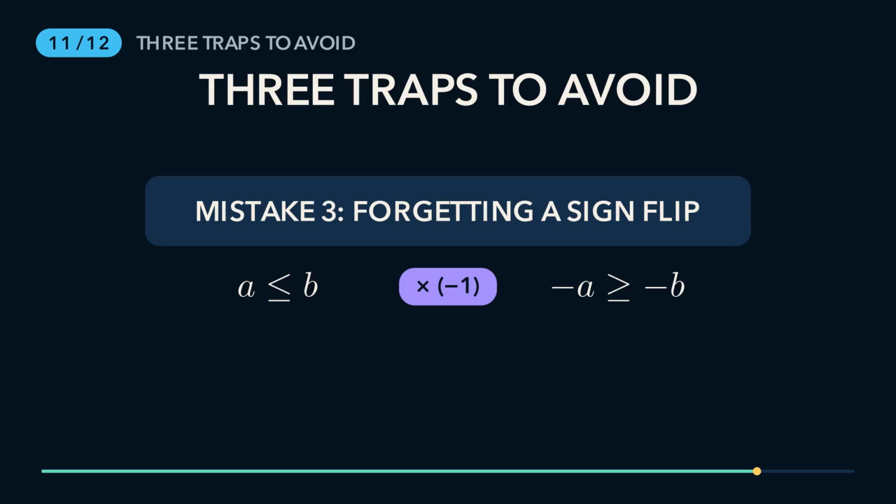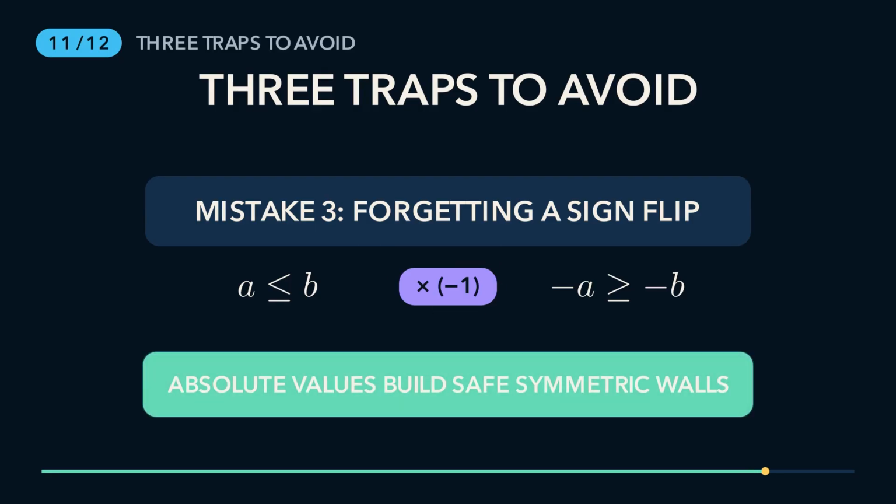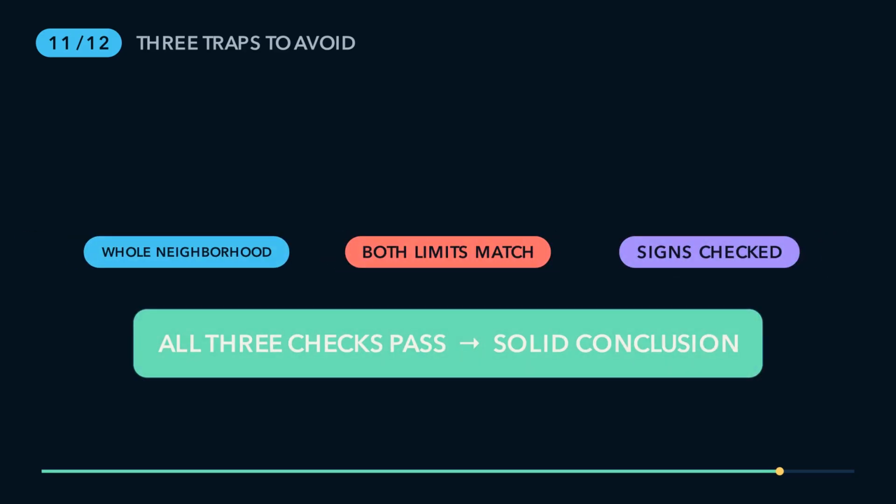Third, multiplying an inequality by a negative expression reverses its directions. That is why absolute values are often the safest way to build symmetric bounds. Check the corridor, check the shared destination, and check any sign changes. If those checks pass, your conclusion has a solid foundation.